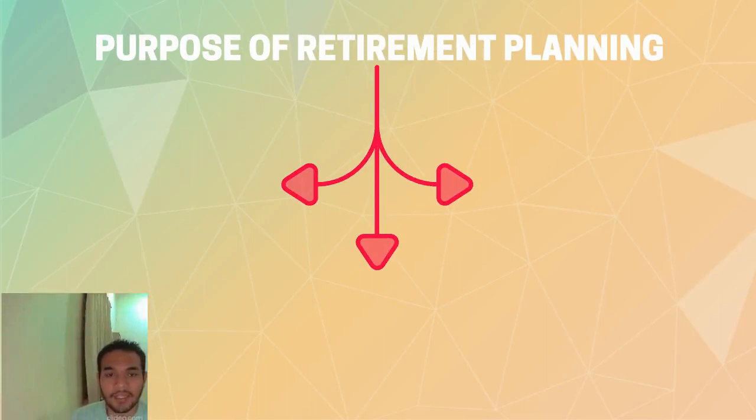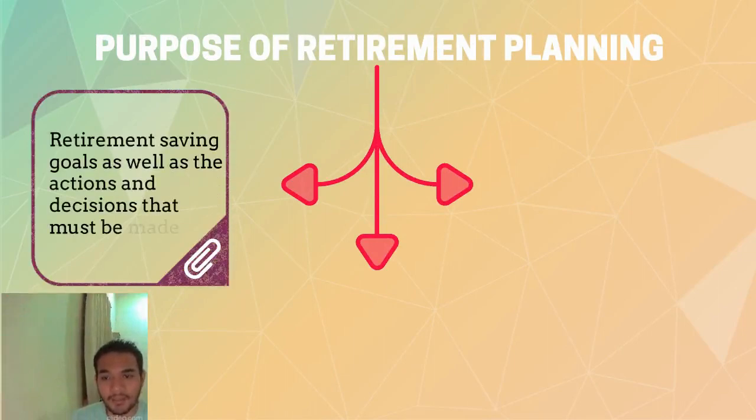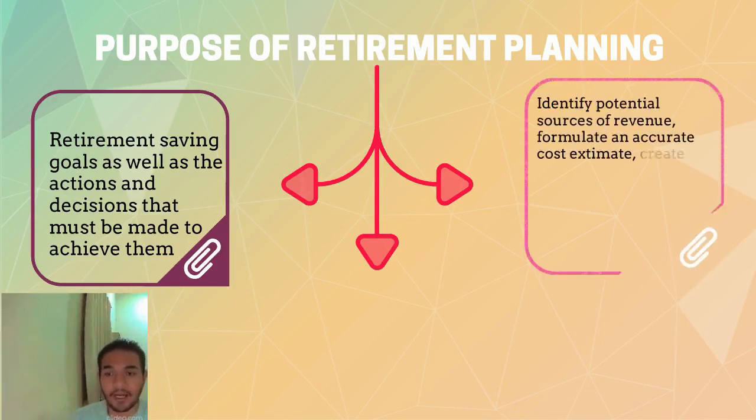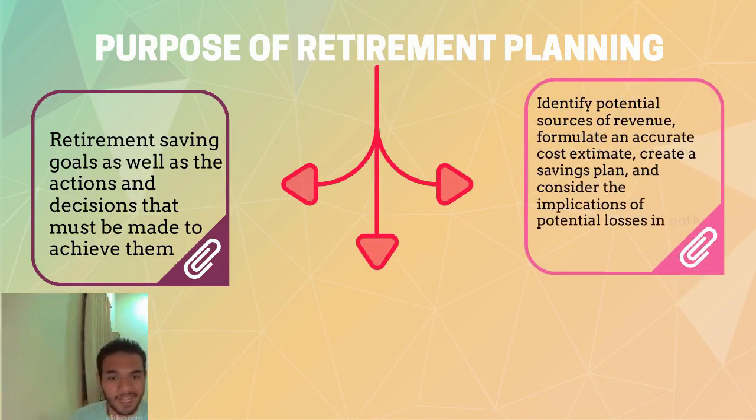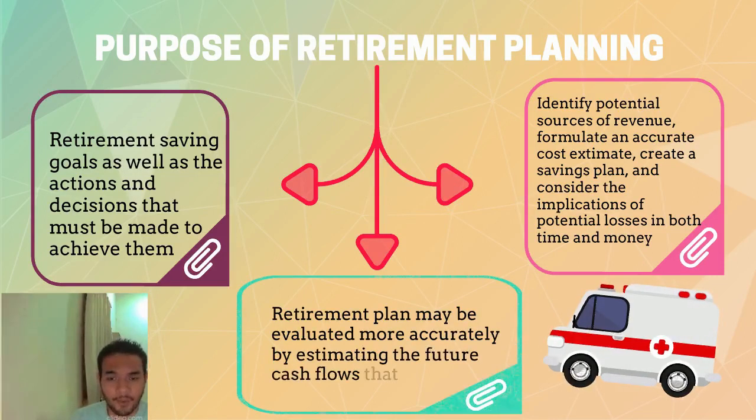So the purpose of retirement planning. Retirement planning identifies retirement saving goals as well as the actions and decisions that must be made to achieve them. In order to make judgments, one must first identify potential sources of revenue, formulate an accurate cost estimate, create the saving plans, and consider the implications of potential losses in both time and money. The goal of the retirement plan may be evaluated more accurately by estimating the future cash flow that will occur.